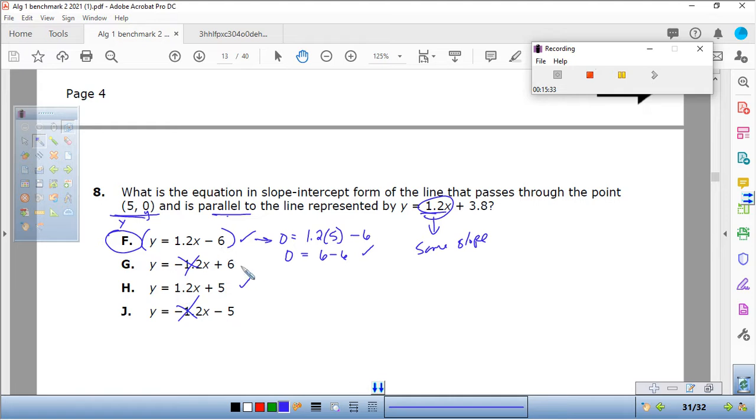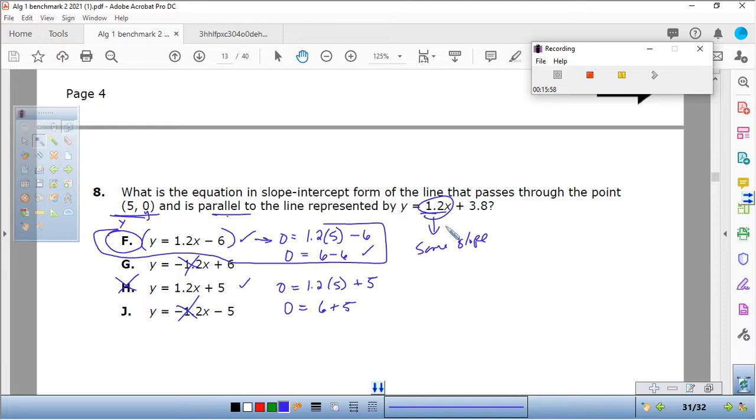This one over here, let's try it. So we're going to plug in the same values here. We're going to say, is 0 equal to 1.2 times 5 plus 5? This one right here is 1.2 times 5, which is 6, plus 5. Are those two things equal? No. That's one way. I think that's really fast, really easy.